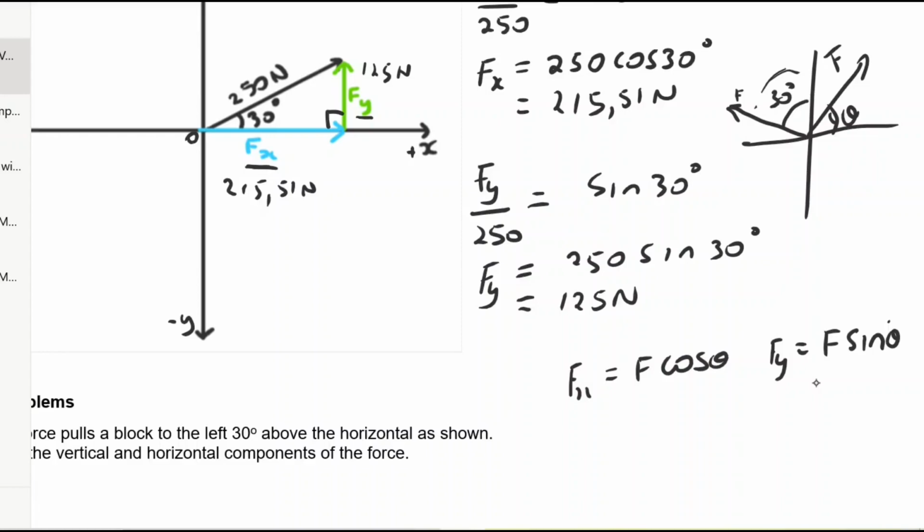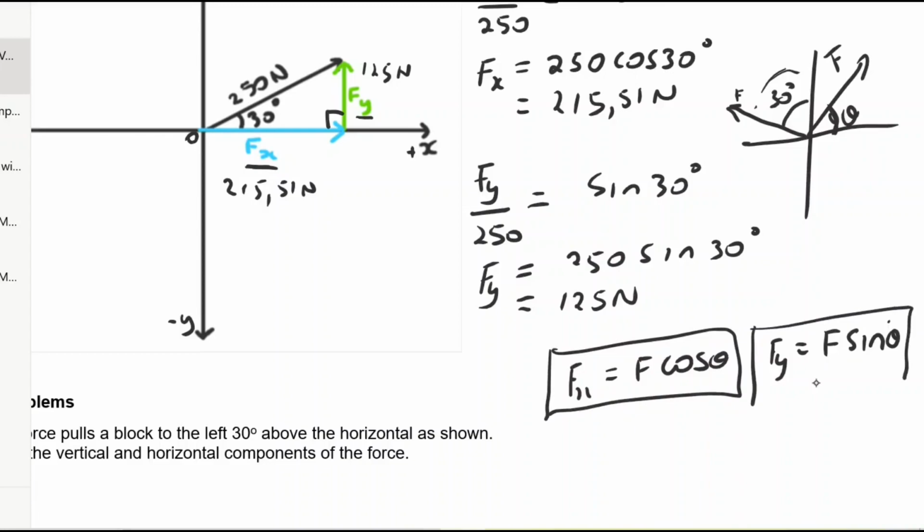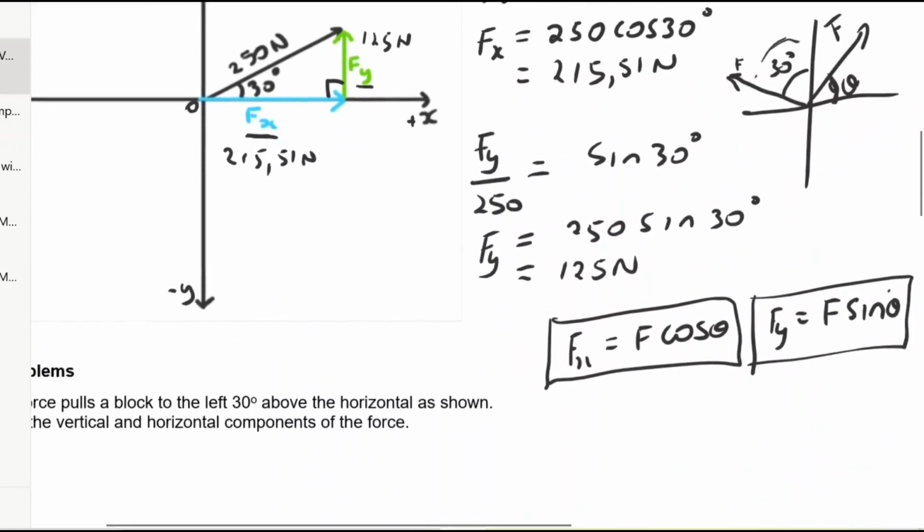But for as long as angle theta is between the horizontal and the force, Fx is going to be F cos theta and Fy is going to be F sin theta. So next time I do this problem, I'm just going to find the angle that is between the horizontal and the force if the given angle is between the vertical and the force.